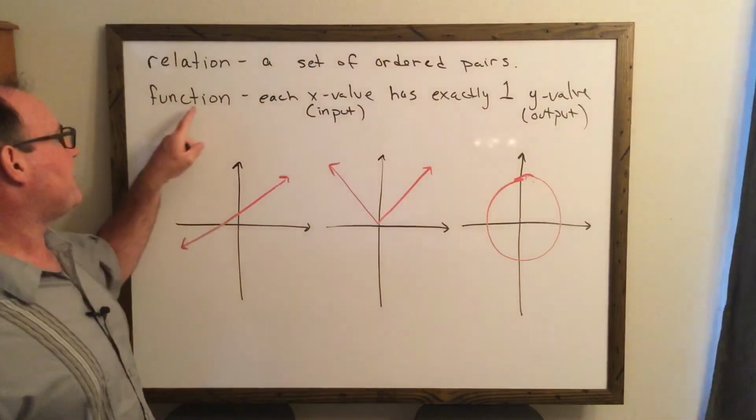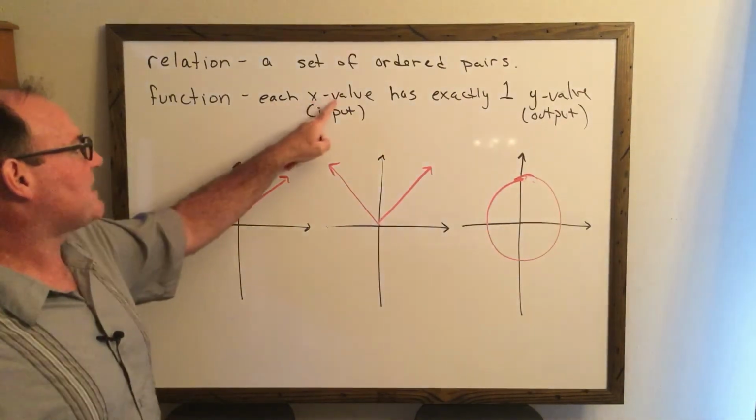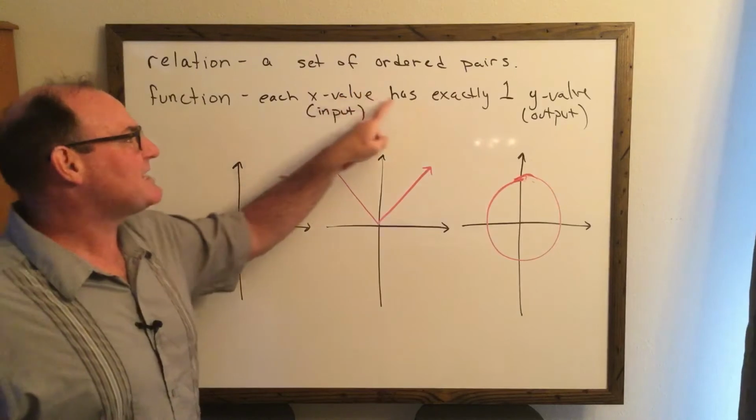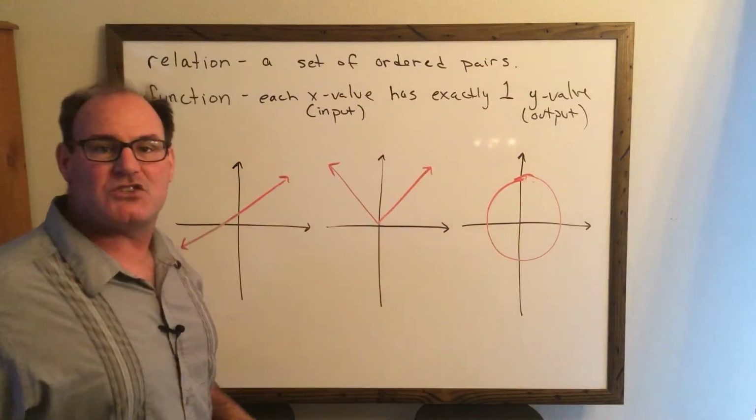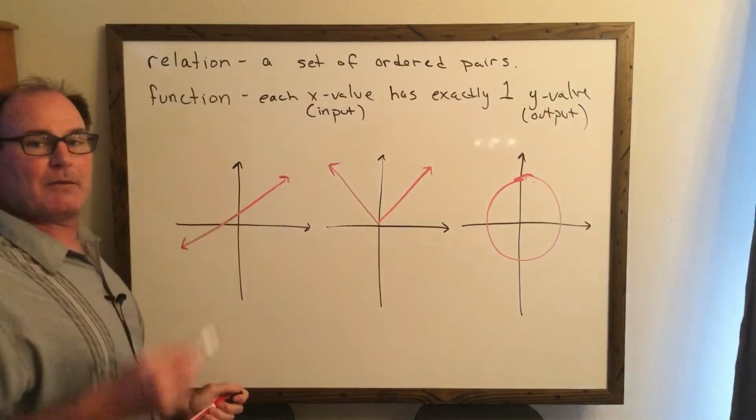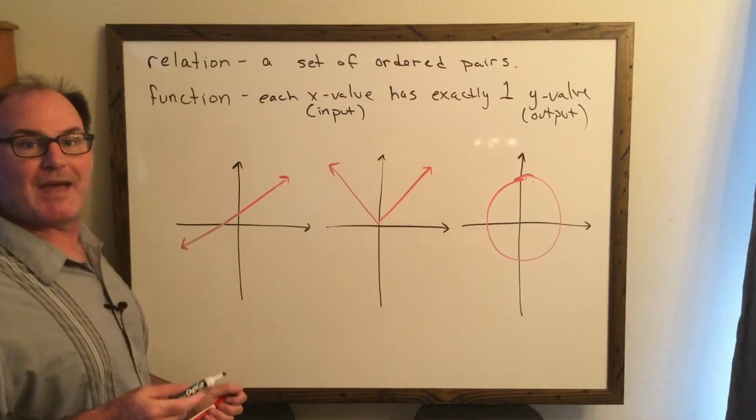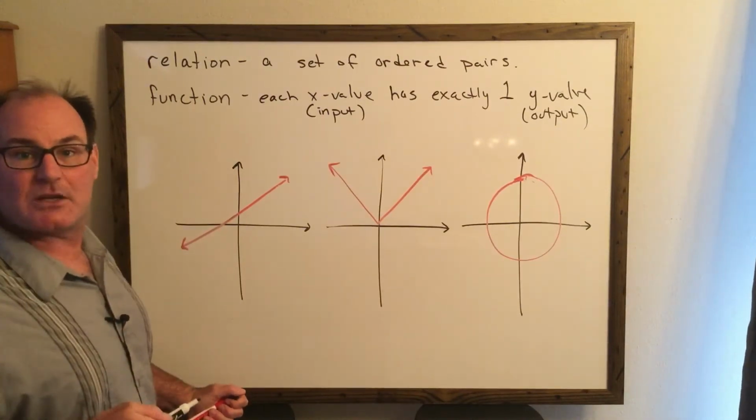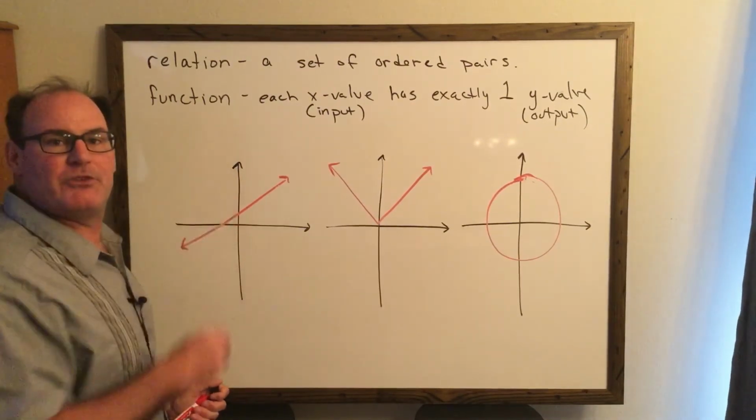So remember, the definition of a function is each x value, meaning each input, has exactly one y value. And so as I go along and I use my vertical line to represent my x values, how many times does it go through the graph? So I'm just going to draw a few examples here.